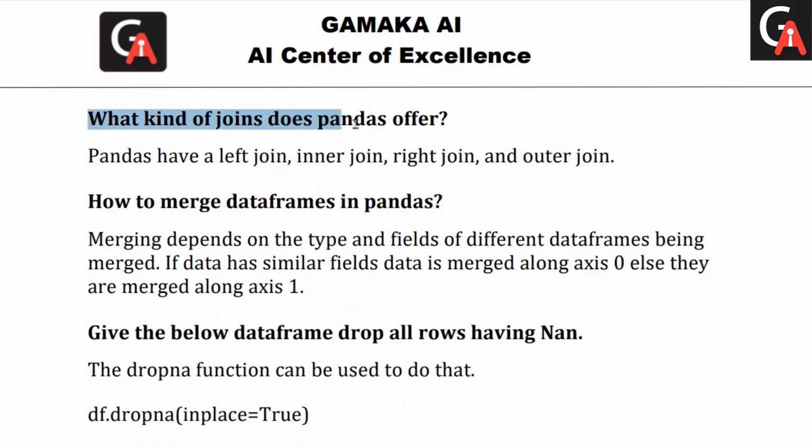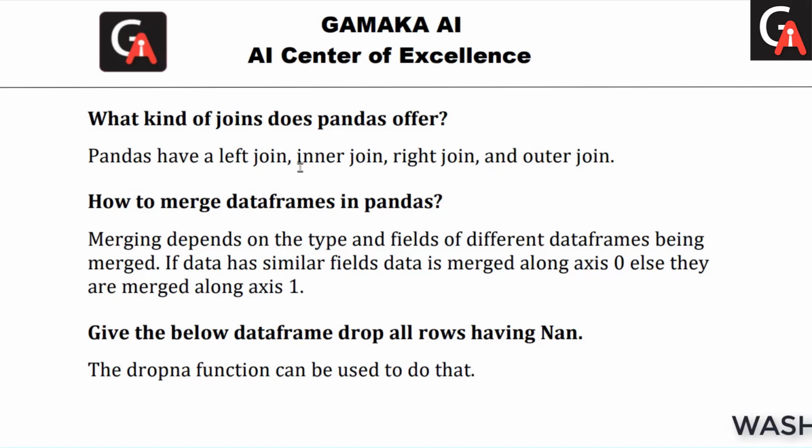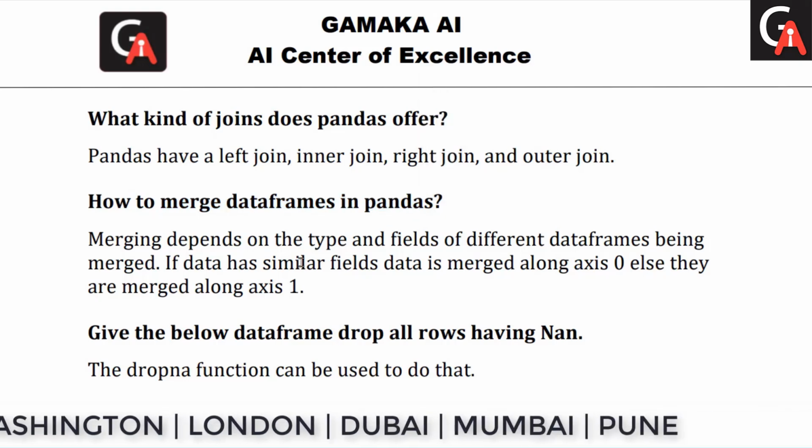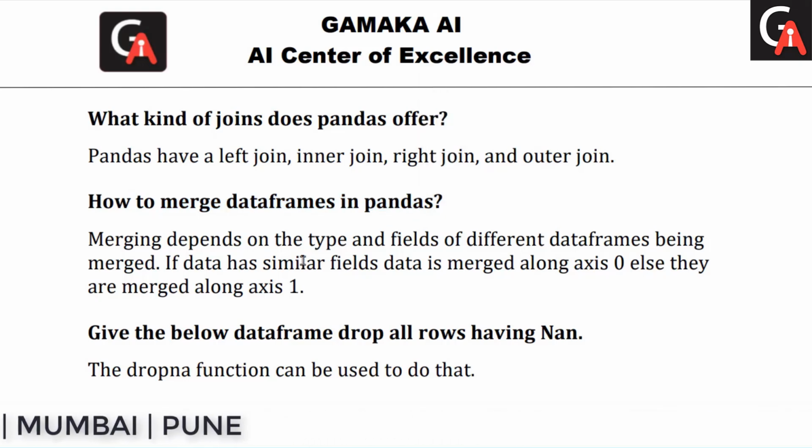What kind of joins does pandas offer? If we have to merge, then we have left join, inner, right, and outer. We have already seen this in the previous question. So these are the things with respect to joining, and then the merge operations. Let me take these questions as well.